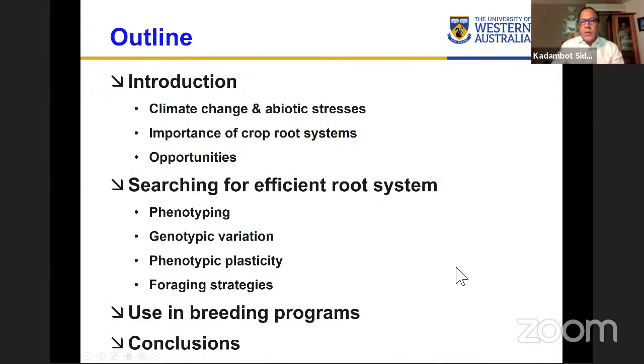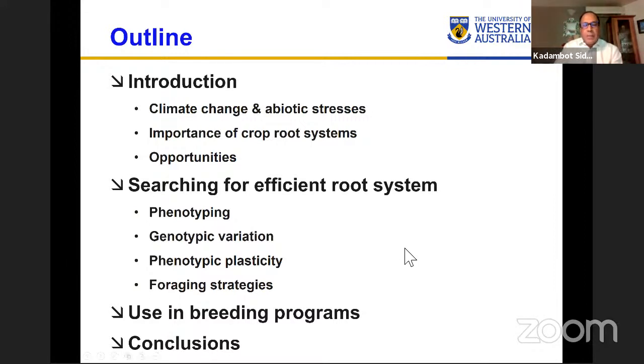Now, can you see the second slide? Yes. So the outline of my presentation is, I'll give an introduction very briefly. Dr. Srinivasa mentioned the climate change and abiotic stress, the importance of the crop root system, and what opportunities we have. Once we know that we need to search for an efficient root system, what is efficient for one region may not be the same for another region. So it depends upon the environment, soil type, and the need of the day.